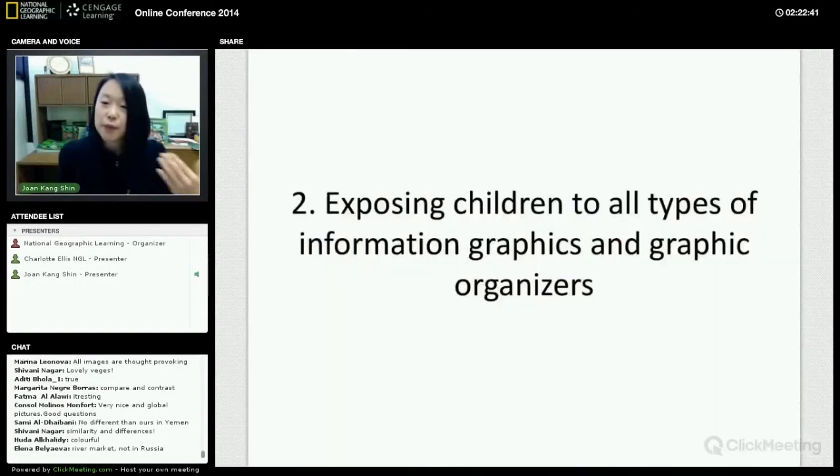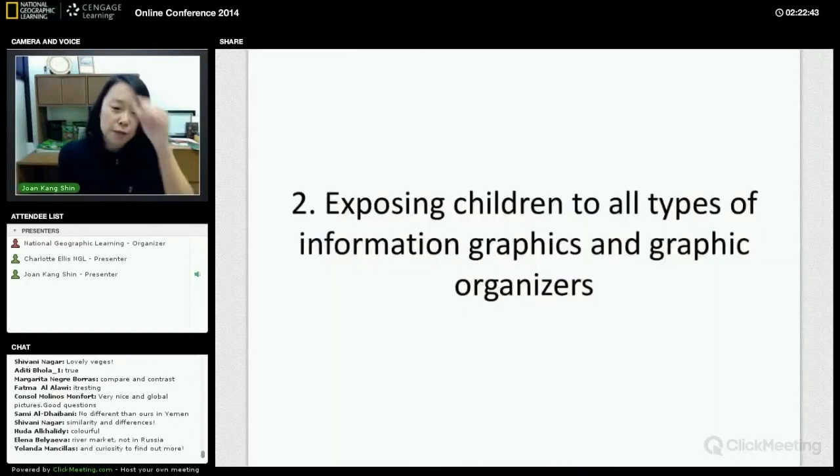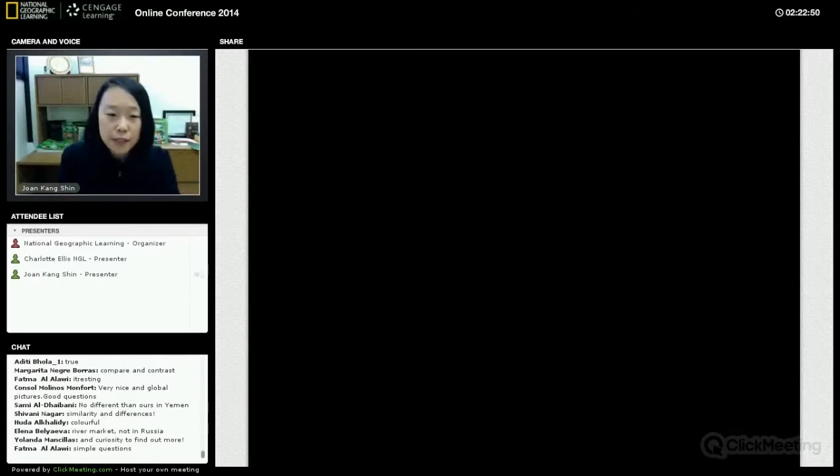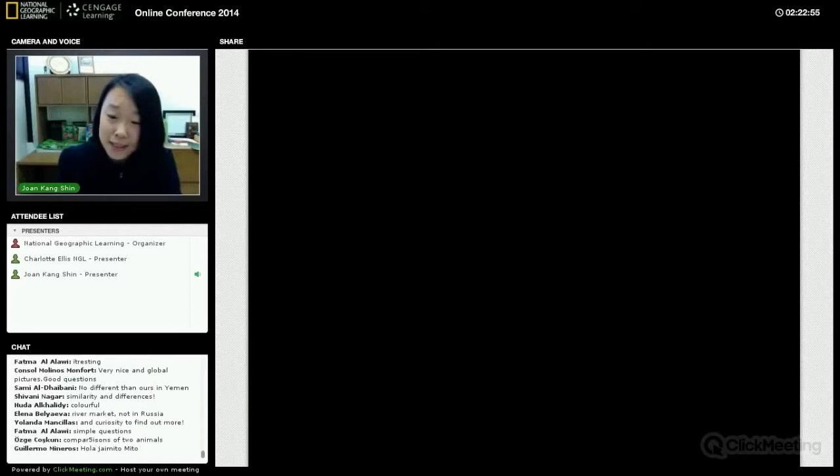So 2, we want to expose children to all types of information graphics and graphic organizers. So quickly, I can do the same activity. We can look at a text, right? I can expose you to a text like this. But of course, like the first literacy test, you probably can't say much about this reading. But not only that, text in the 21st century is hardly ever presented like this.